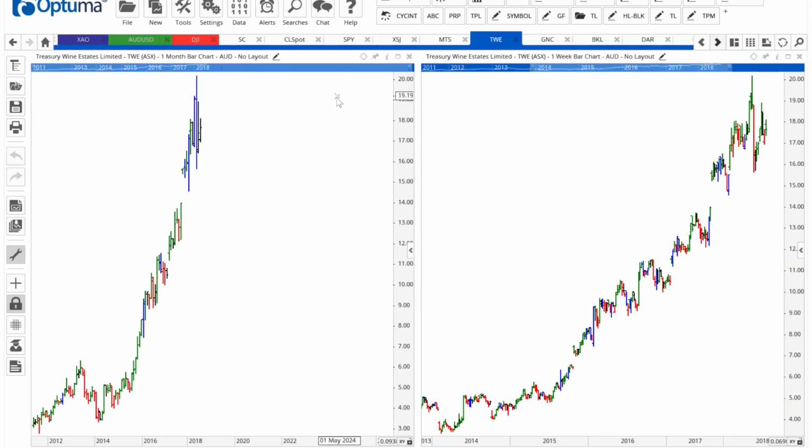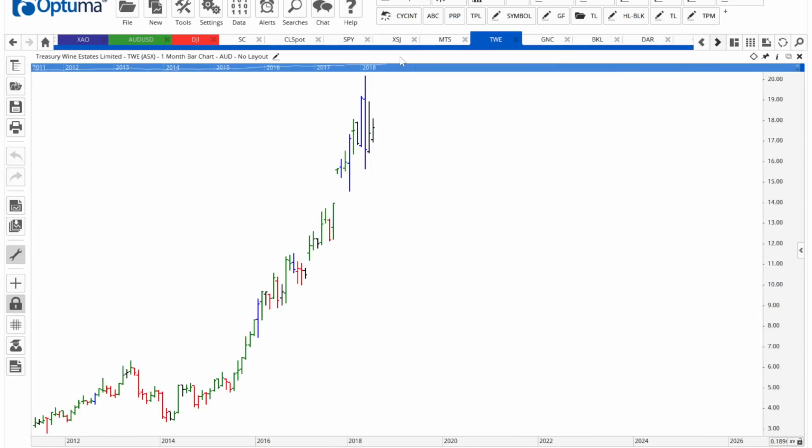Then we get Treasury Wines Estate. It's a little bit different, this one, because it's gone quite vertical.